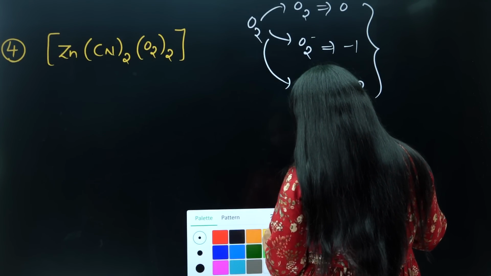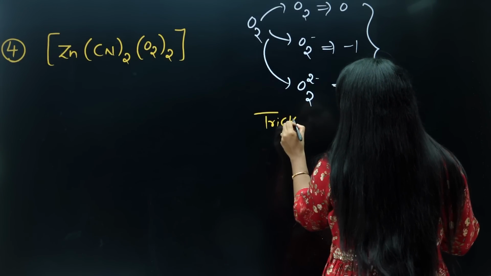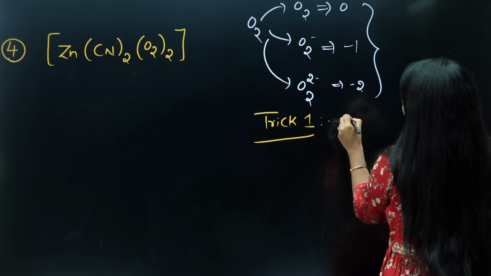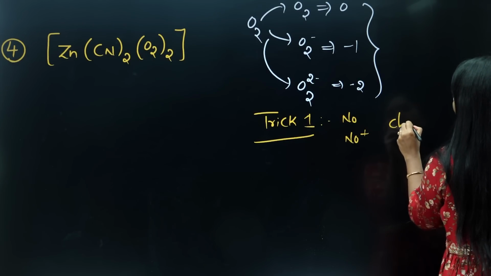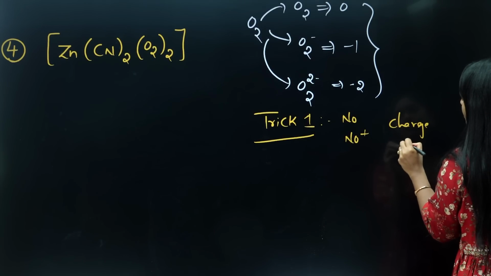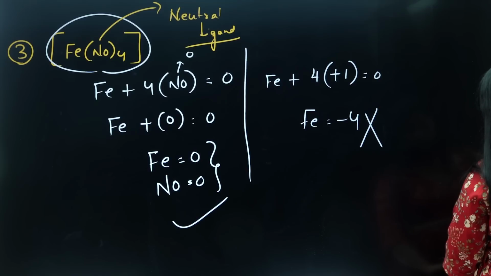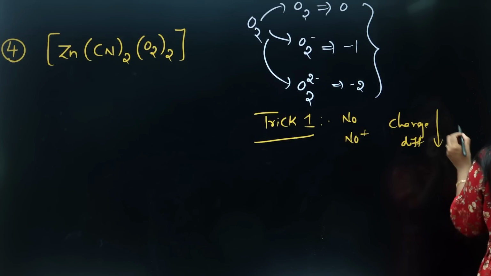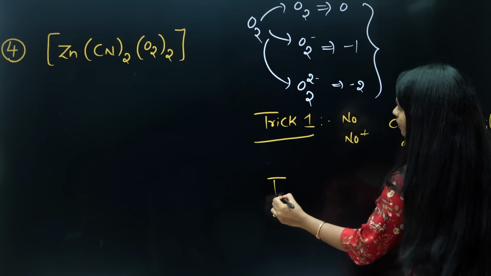Here the most important thing I want to tell you, before, for NO, there are two ways, correct? NO plus. And there you solved based upon charge difference. Charge difference less, then stability more. Let's see trick number 2.